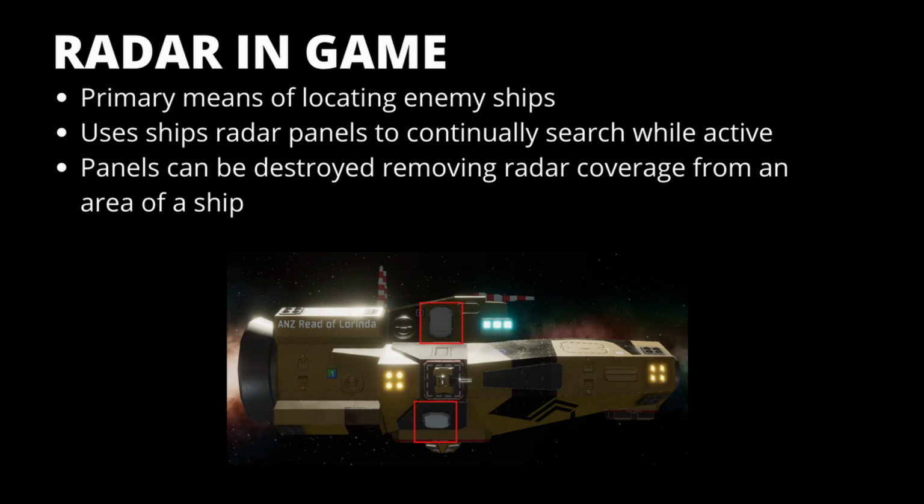Ships use their radar panels to continually search, whilst active, for enemy ships that wander into their radar range. The radar panels on a ship, shown below in the red boxes on a Corvette, provide the coverage for the radar within the ship to do its search function. Panels can be destroyed and therefore remove radar coverage from that area of a ship. And as we go through later on, just because a ship loses its radar panels doesn't mean it always loses vision.